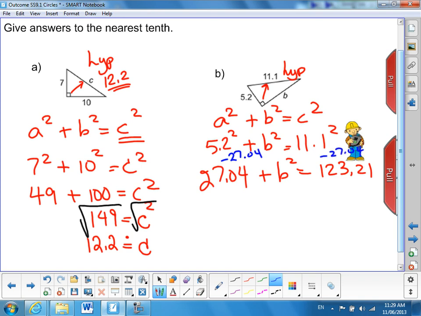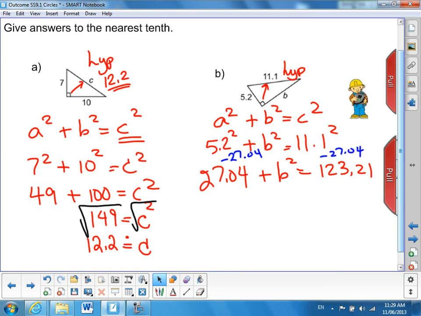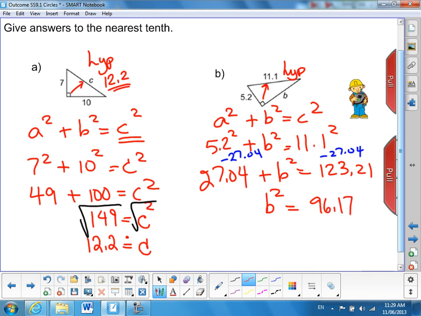So I'm going to solve this as an equation. It's a positive 27, so to subtract 27, it will become a 0. And I'm left with b squared on the left side, and I'm left with 96.17 on the right. So b squared equals 96.17. We need to take the square root of both sides to find out that b equals approximately 9.8.